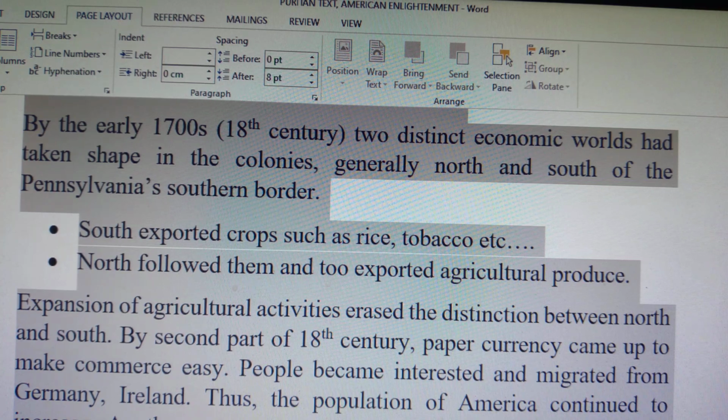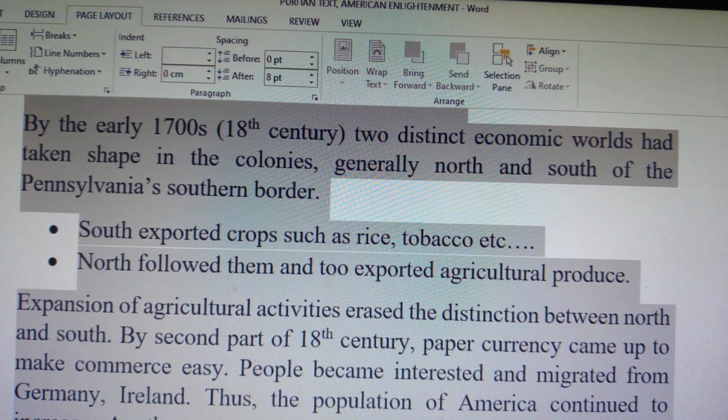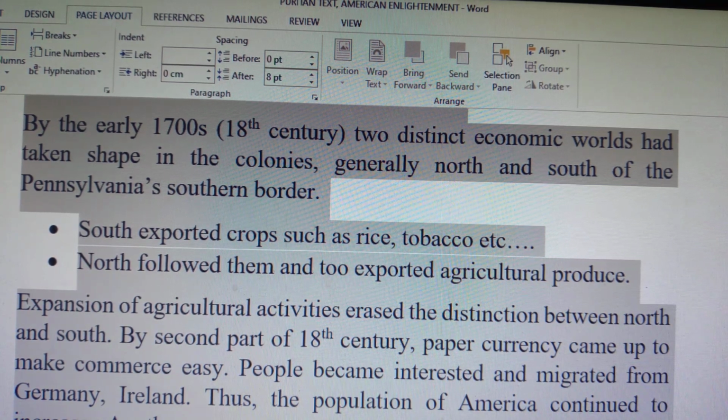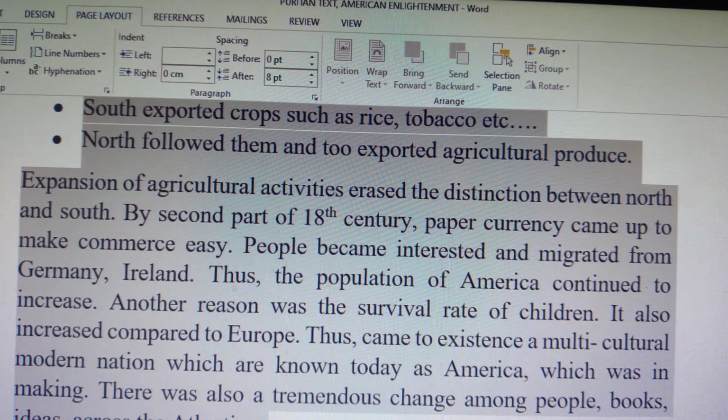Expansion of agricultural activities erased the distinction between north and south. It is very normal. Agriculture is the basis of everything. When there is a human settlement, you need to eat. So when you need to eat, you need to depend on agriculture, and when you depend on agriculture, obviously people will start doing agricultural activities. There will be farmers, there will be a transaction of money, and there will be business. So automatically one thing brings the other. So that was the early part of the 18th century. Now I come to the second part of the 18th century, where paper currency came up. Because, as I said before, to do a business you need to do it with currency.